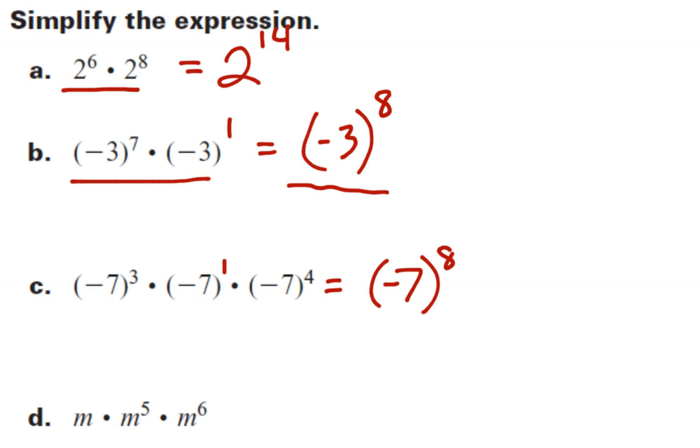And the last one, the variable is the base, so m to the 1st power times m to the 5th times m to the 6th is really m to the 12th. And I'm just adding 1 plus 5 plus 6 in my head to get that 12 for the exponent.